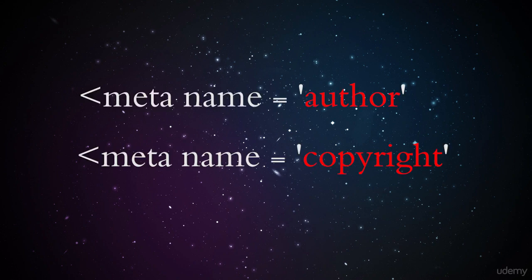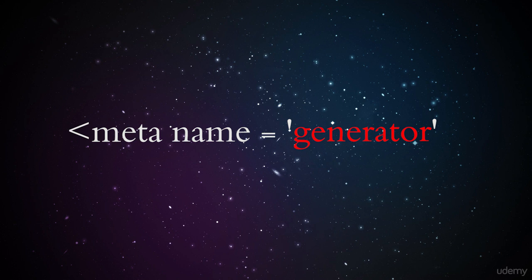The author and copyright meta are for describing the author and ownership of this web page. The generator meta is for describing back-end technology. For example, if your website is powered by Drupal, you can set the content attribute's value to Drupal. This one is optional. You can choose whether or not you want to use it.